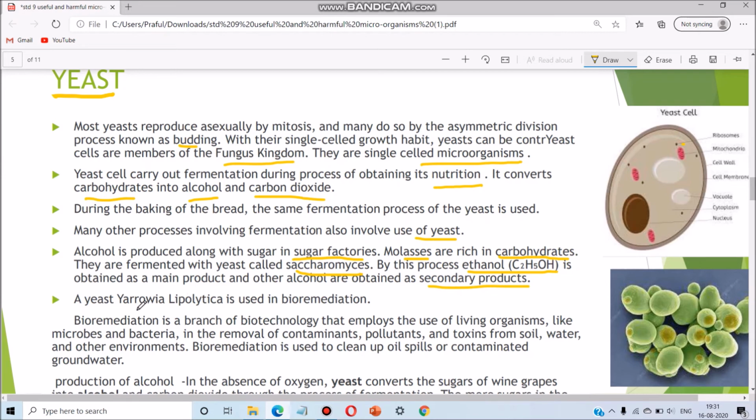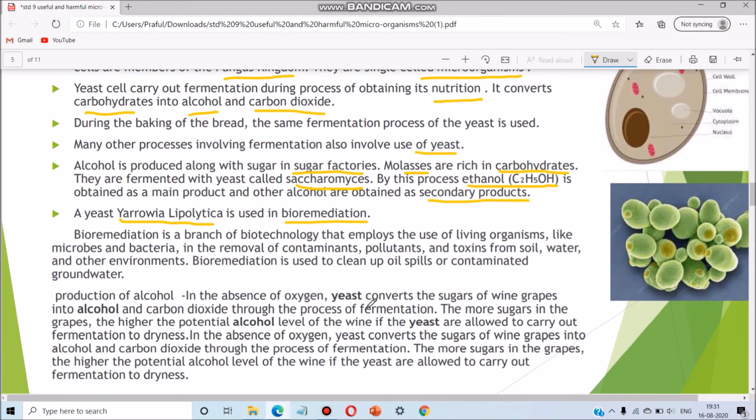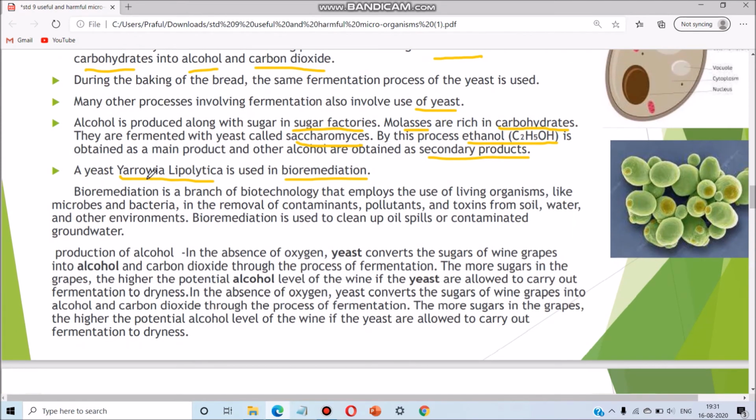A yeast, Yarrowia lipolytica, is used in bioremediation. Now, what is meant by bioremediation? Bioremediation is a branch of biotechnology that employs living organisms like microbes and bacteria in the removal of contaminants, pollutants and toxins from soil, water and other environments. Bioremediation is used to clean up oil spills or contaminated groundwater. These bacteria eat or engulf oil molecules so that they can clear the water.